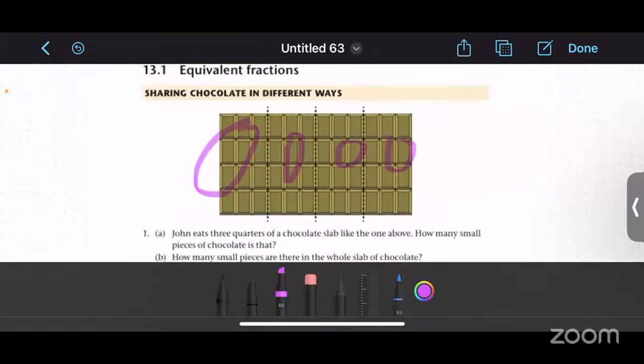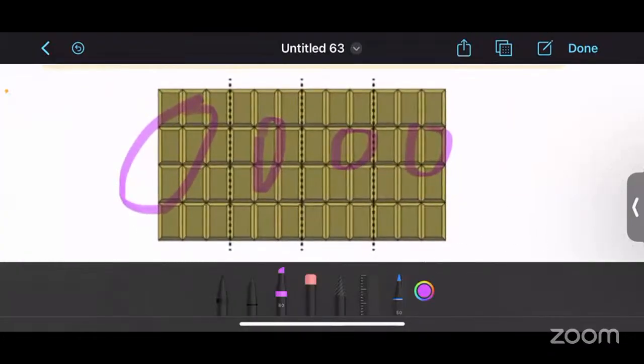Do you know any other way that we can share this chocolate among four people equally? No, ma'am. When you're looking at it, don't you think there can be any other way that it can be cut so that everybody has equal chocolate?